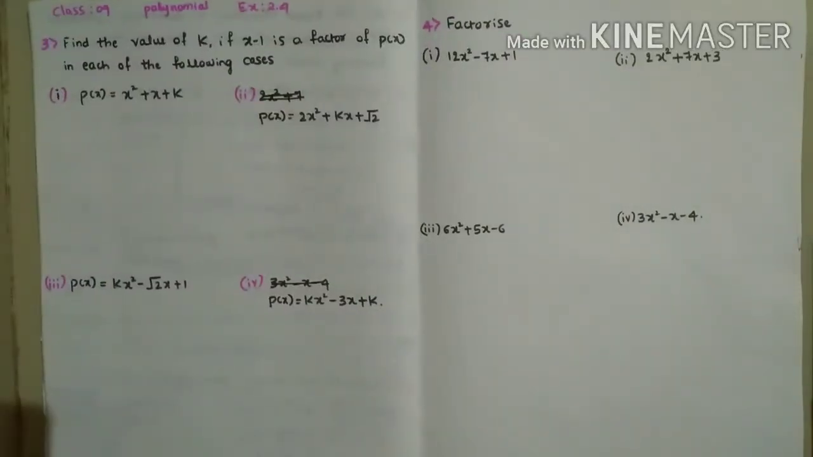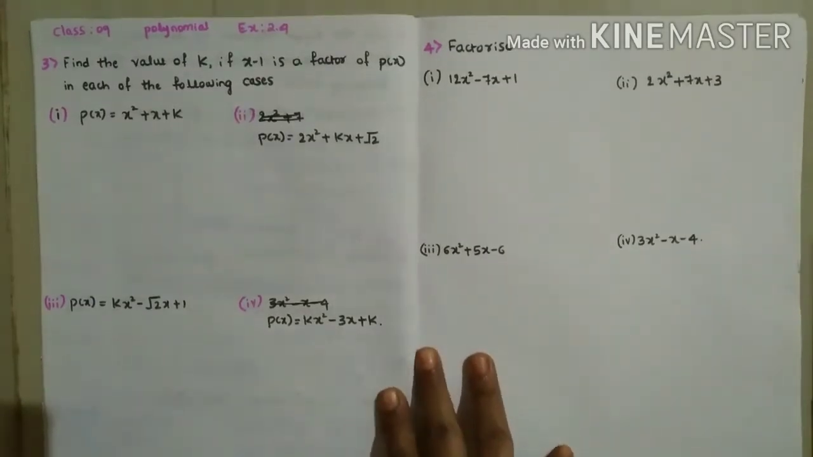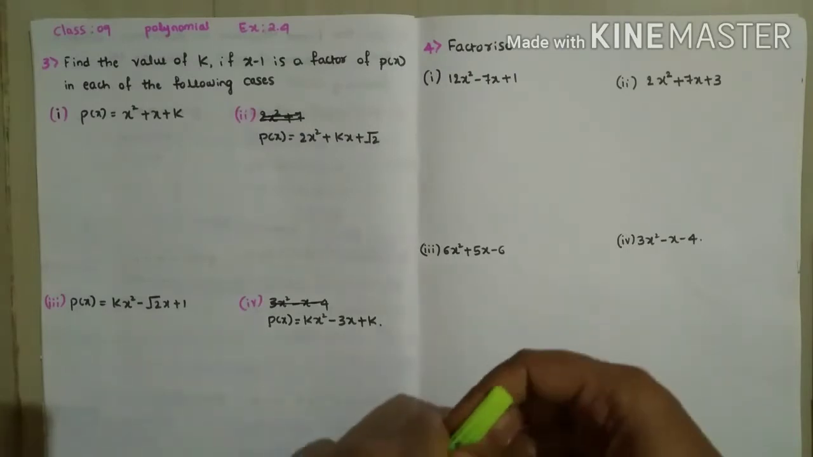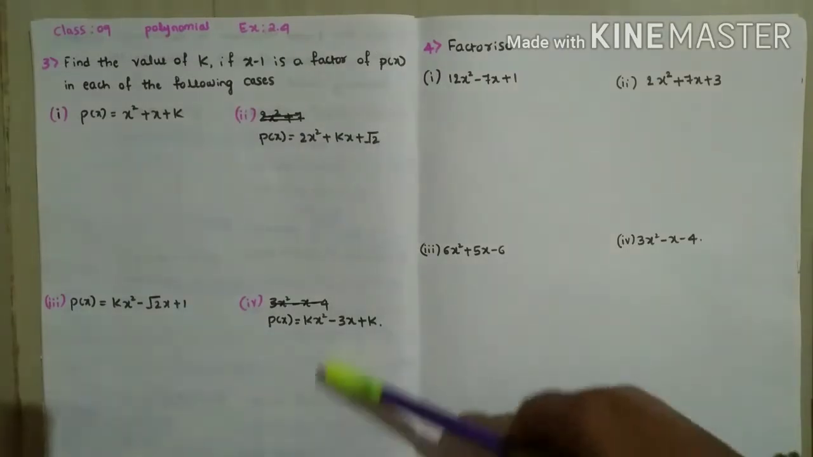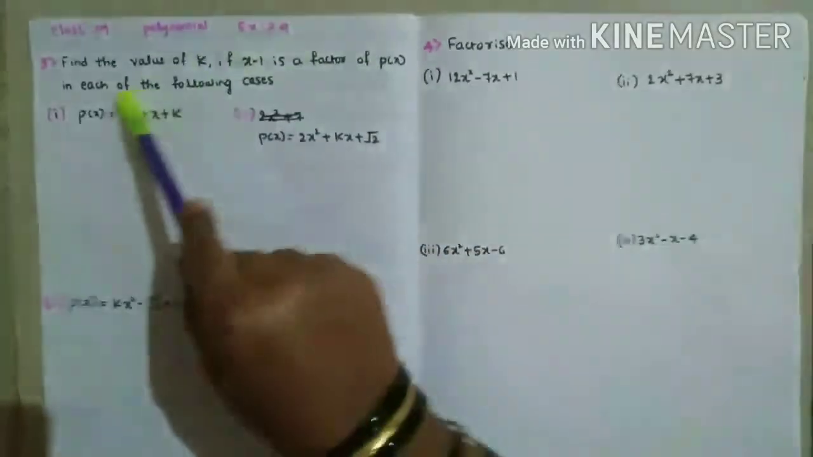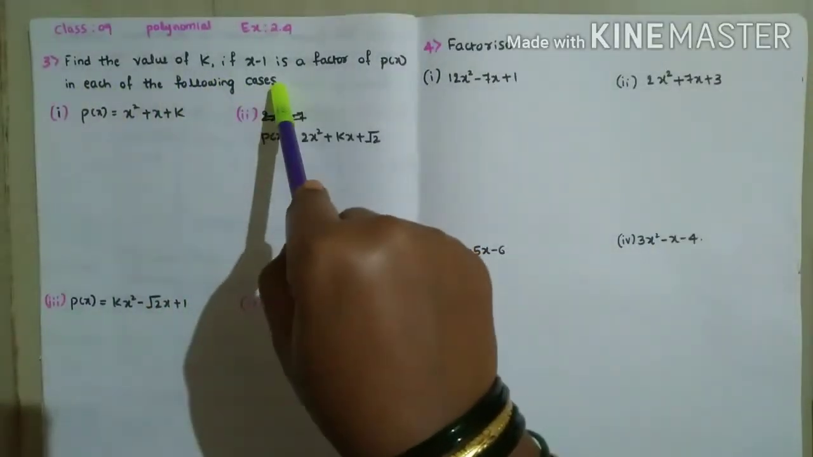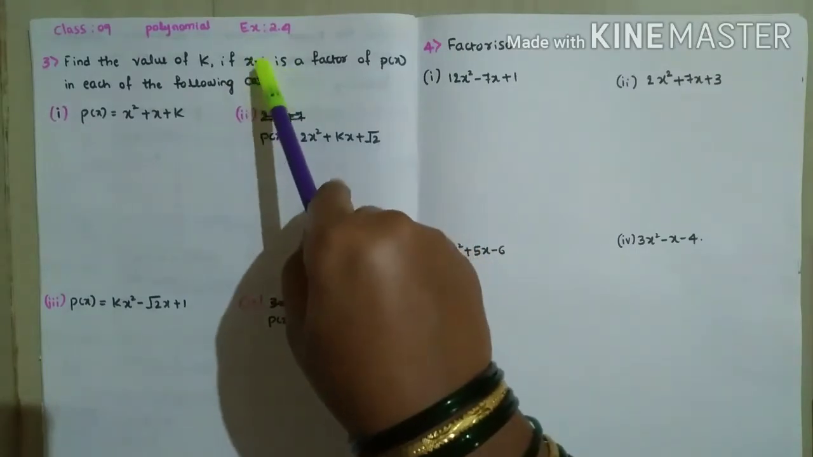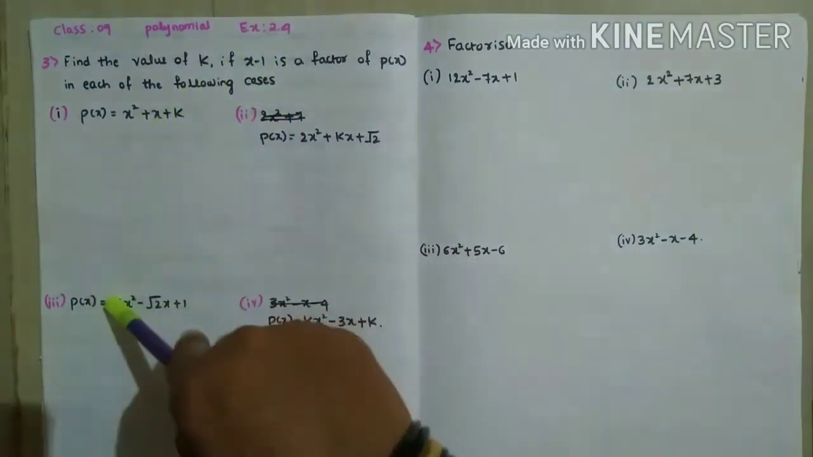Hello children, in this video we are going to learn class 9 polynomials chapter, exercise 2.4, third main and the fourth main. Find the value of k if x minus 1 is a factor of p of x in each of the following cases. They are only saying x minus 1 is a factor of all these polynomials.